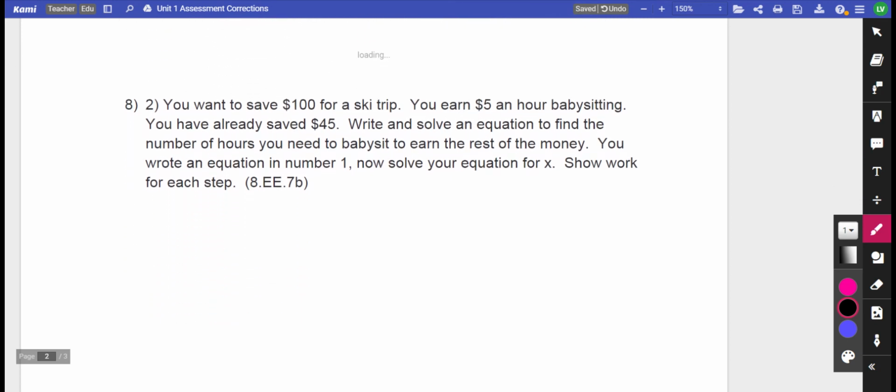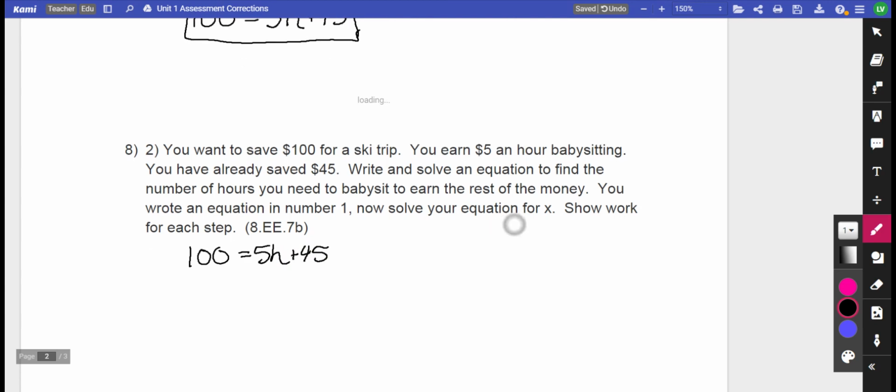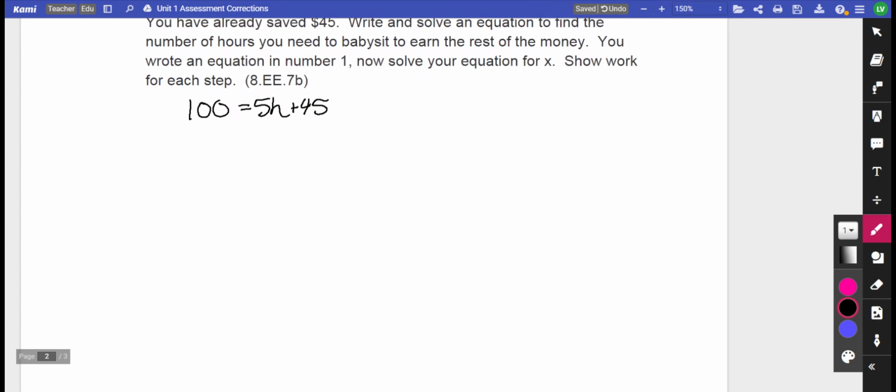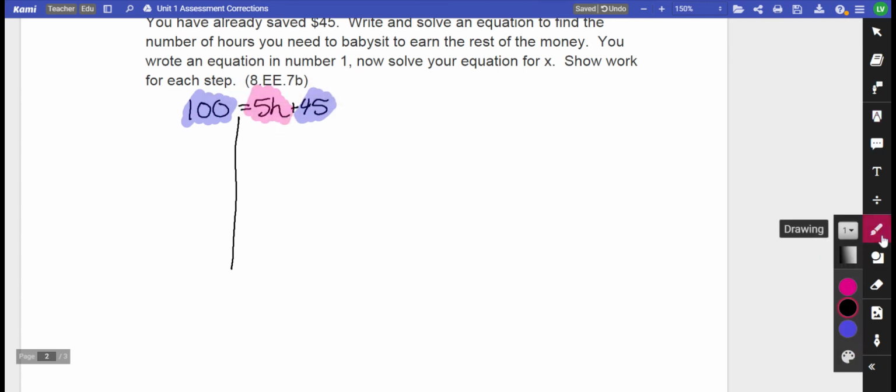Moving on to number 2 from the second part. Now I'm going to solve the equation from the first and show my work for each step. So let's rewrite that: 100 equals 5h plus 45. Let's begin with, does this have a subtraction? No, it does not. So I'm going to extend my equal sign. Then I'm going to identify my like terms. I have 100 and 45. Those are my constants. Then I have 5h, which is my variable term.